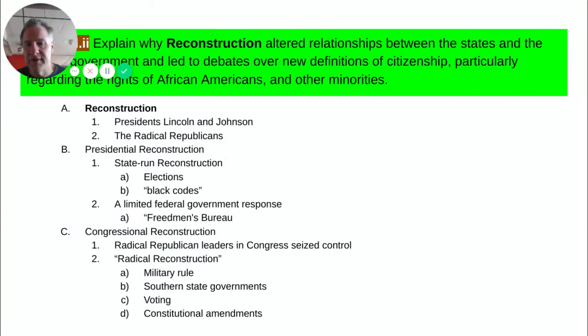Southern state governments are abolished, and they're told they have to start over and write new state constitutions and have new elections, but they don't have governments in those states. They have military rule. Voting is prohibited for any white male who supported the Confederacy. So if you were a leader or a soldier, your right to vote was taken away throughout the South.